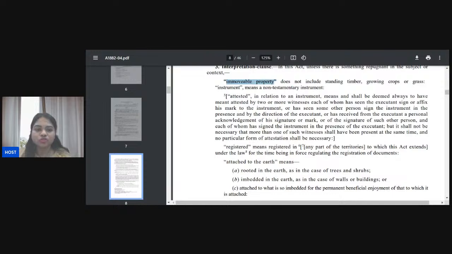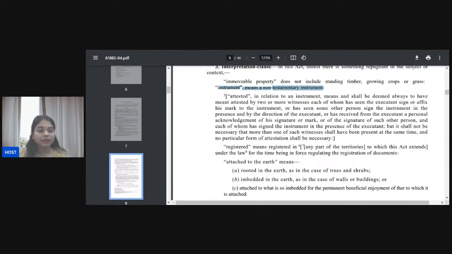Coming to the definition of instrument as defined in the TP Act, instrument means a non-testamentary instrument. So what is instrument? Instrument is actually a legal document. So whenever we are transferring something, we always do that in the form of a written document. If you're transferring your rights, your title or whatever ownership, anything you're transferring to another person, you do it with the help of a written document, and that written document is your instrument and it's a legal document.